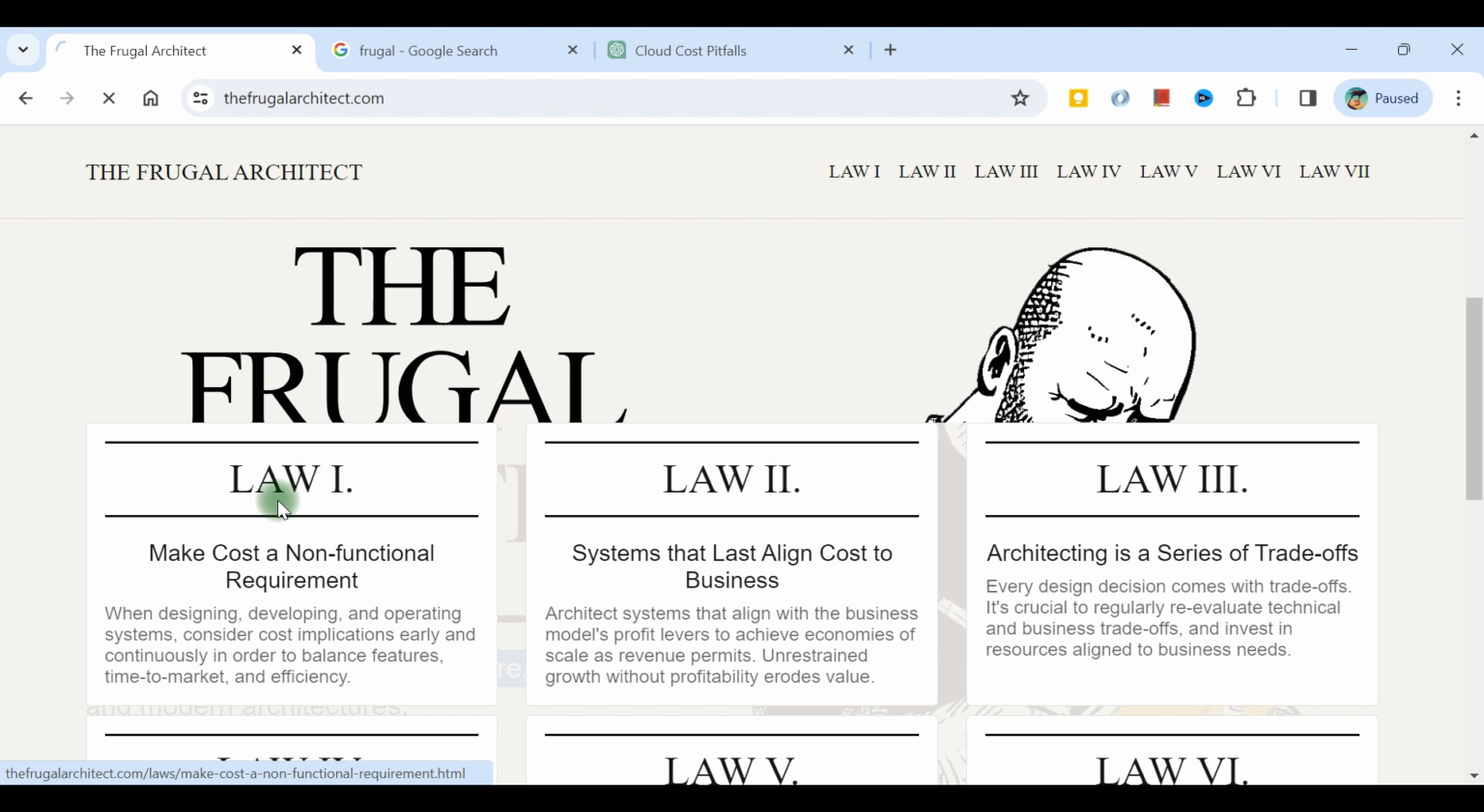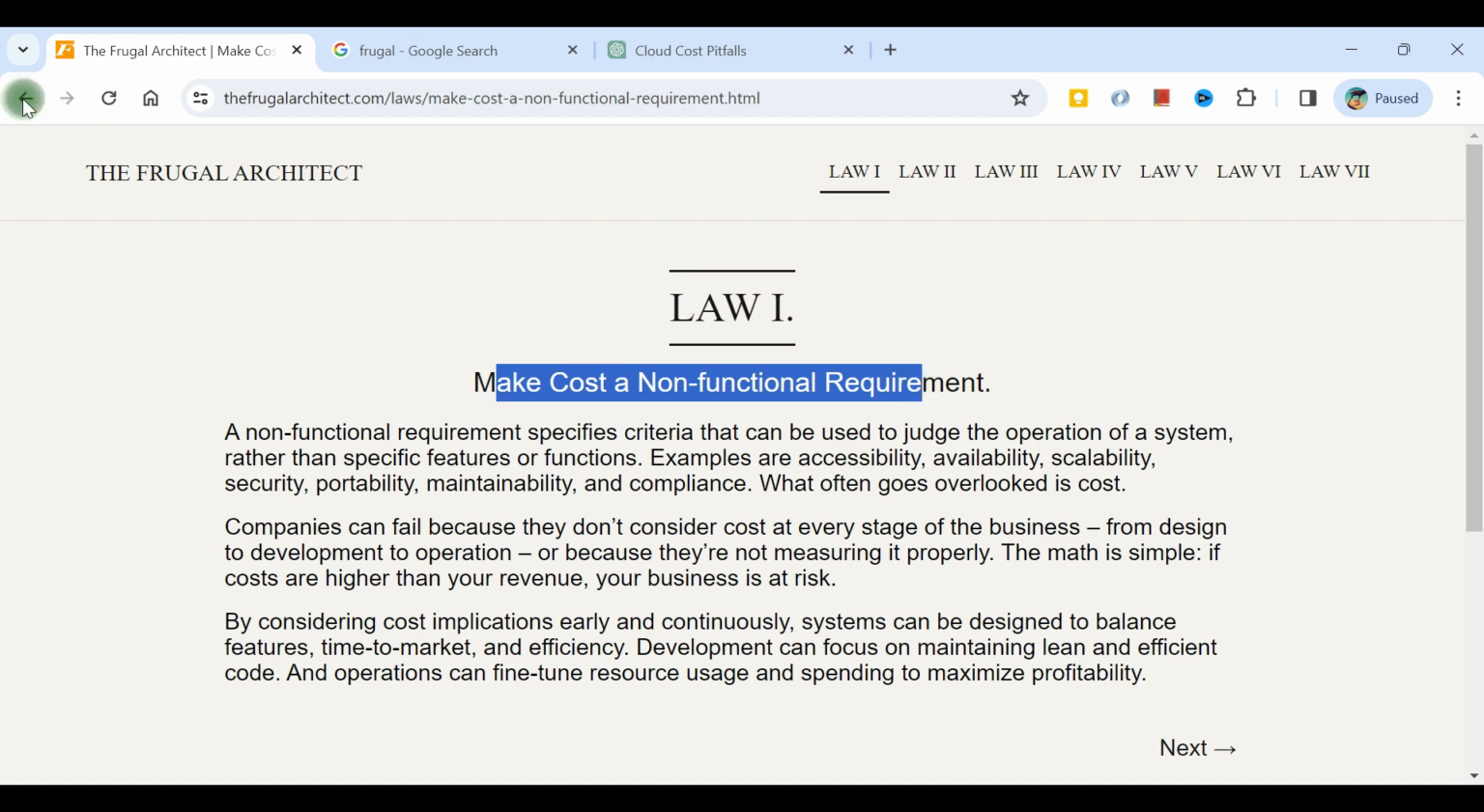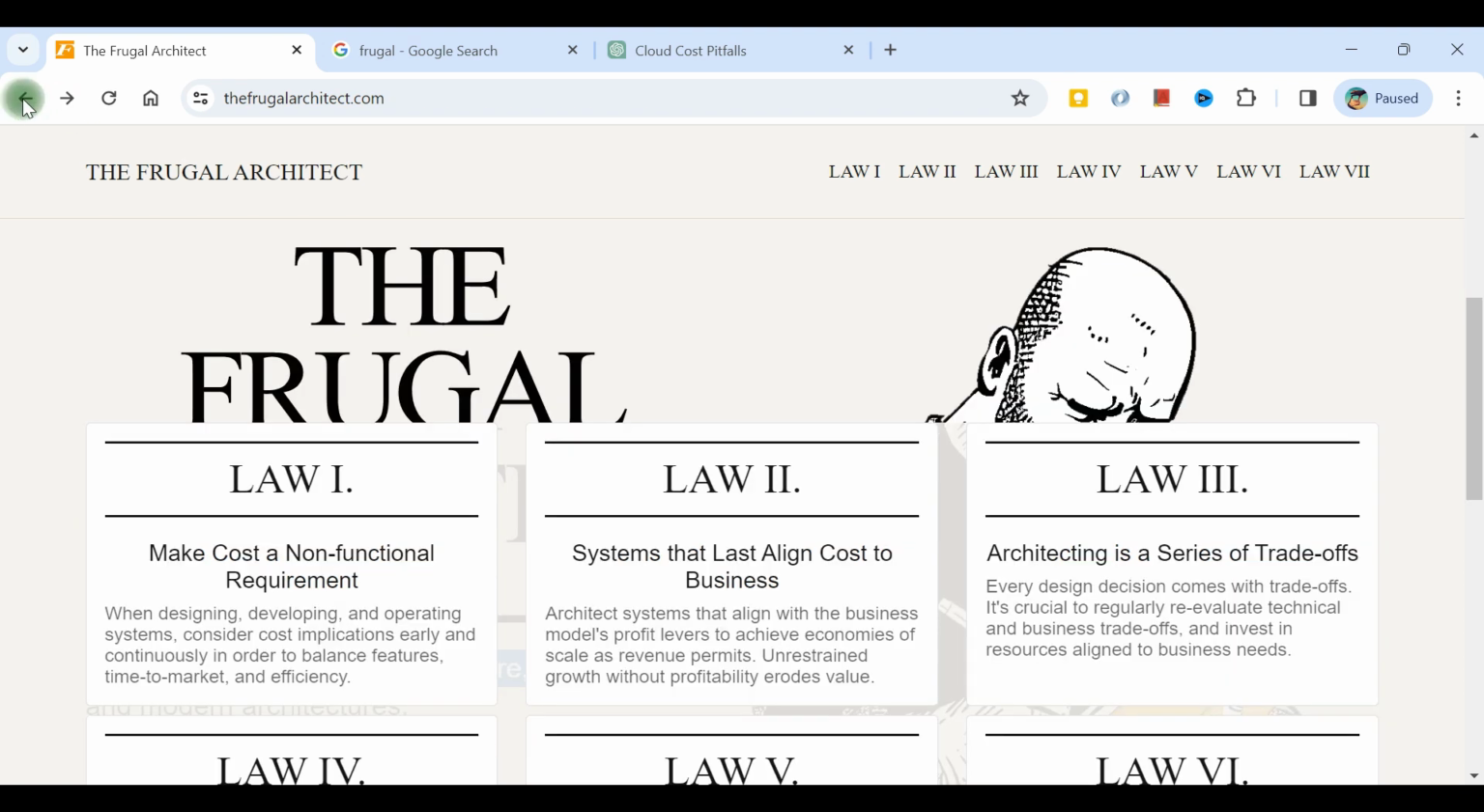So I'm just hitting the first one. Make cost a non-functional requirement. So let's read this in summary first and we'll go into detail later on.